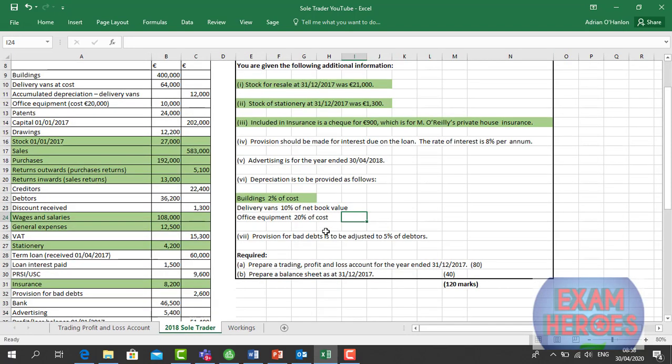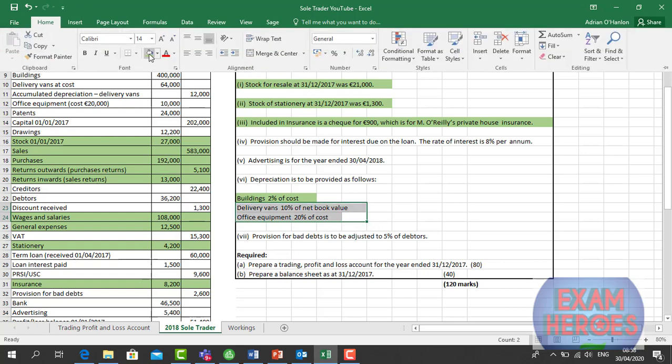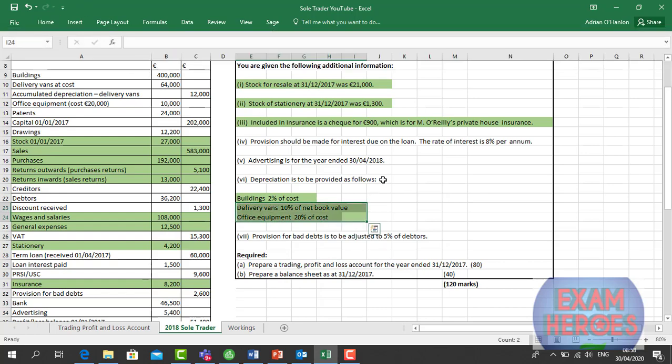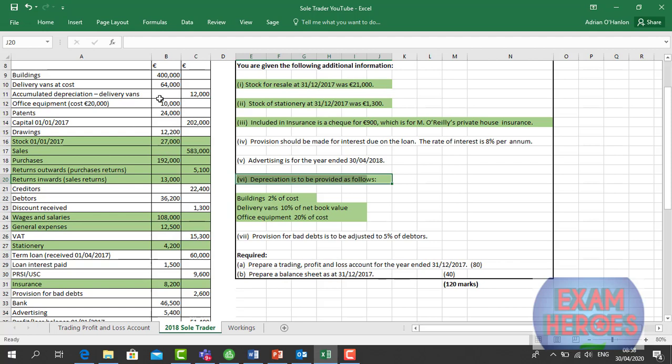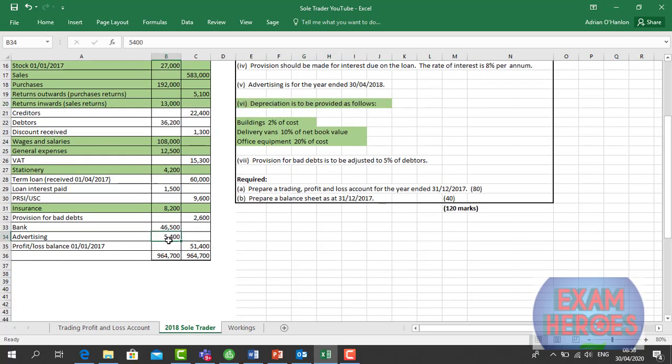I've done all of my depreciations now at this stage, so they're all done, and I can just highlight those. Just having a quick look at my trial balance to check if there's any expenses I haven't done, and yes, the last one here is advertising, 5,400 euros.